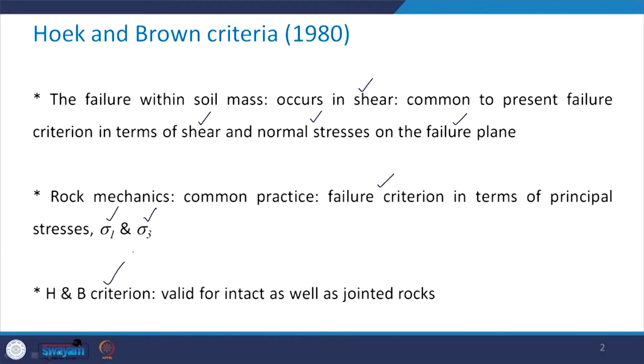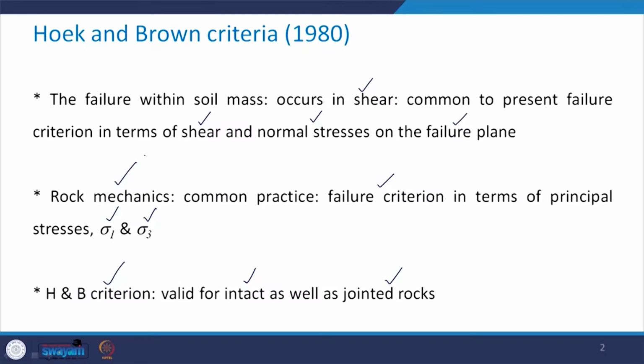So, for most failure criteria in rock mechanics, it is a functional relationship between sigma 1 and sigma 3. This Hoek and Brown criterion is valid for intact rock as well as jointed rocks, and that is one of the reasons that it is quite widely used in rock mechanics. For the intact rock, we have seen that there were deficiencies of the Mohr-Coulomb criterion when this was applied in case of rocks.